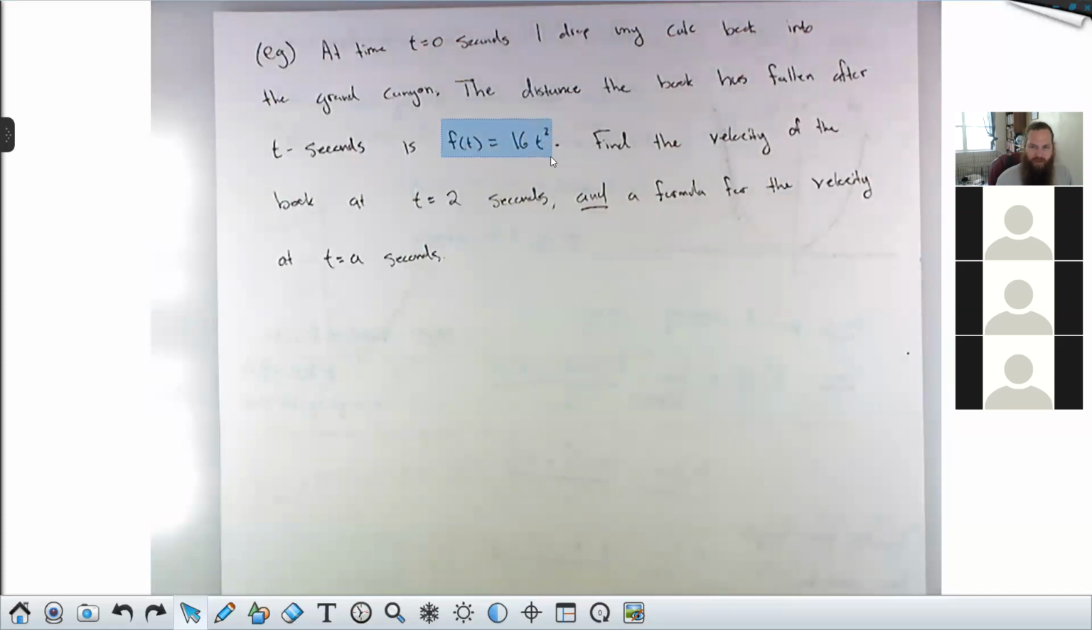This function doesn't have any speed information inherent to it. It has distance information, right? It tells you how far the book has fallen. The thing I'm after is the velocity or speed at 2 seconds and in general.